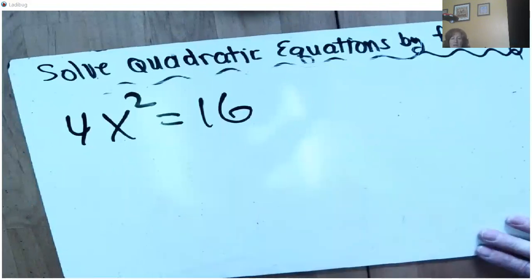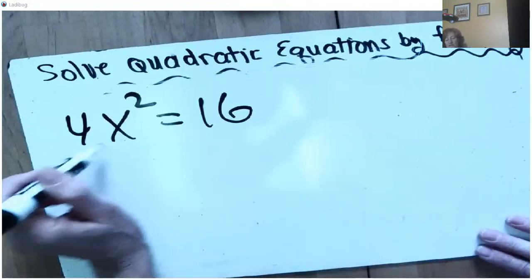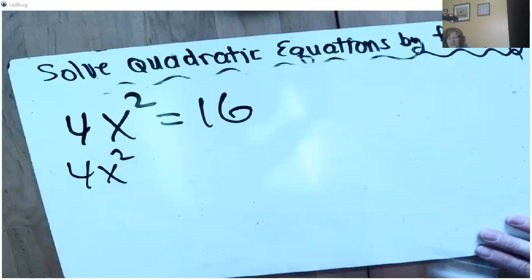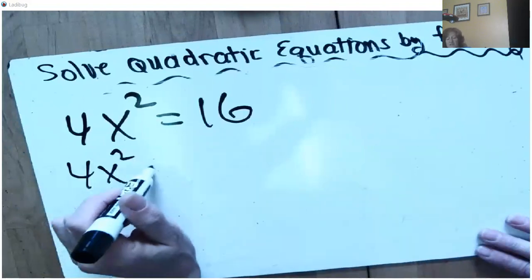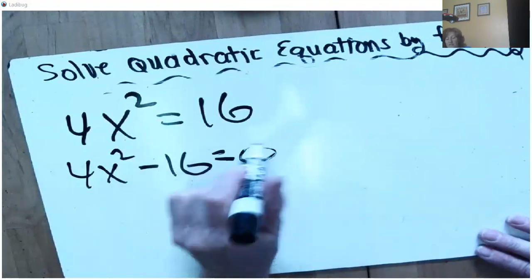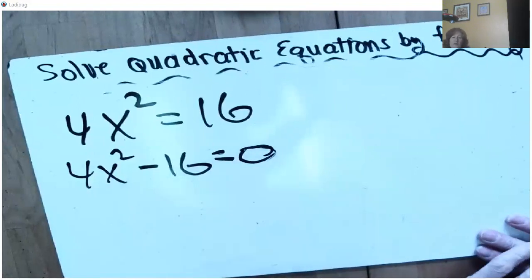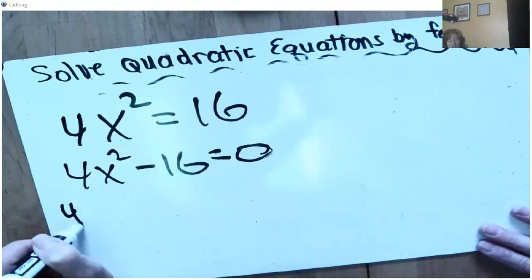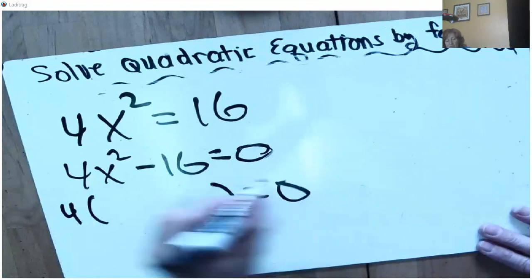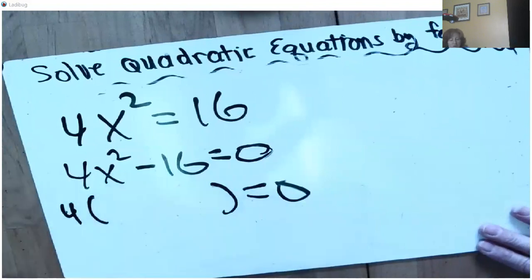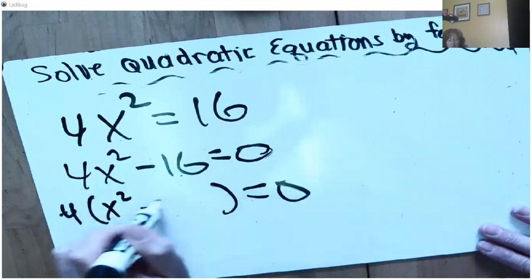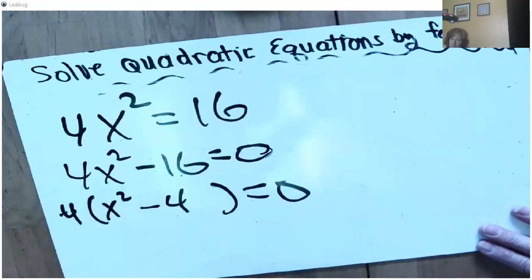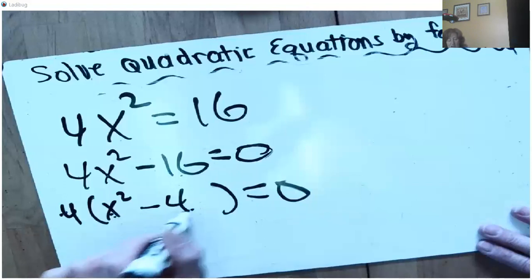Okay, again, we need to make this into standard form by bringing the 16 over to the other side. It's a positive 16, so that means we subtract it from both sides. Now in this case, we do have a common factor. 4 can go into both of those terms. So if I factor out a 4, 4x squared divided by 4 is x squared, and 16 divided by 4 is 4. Now I'm going to factor this.